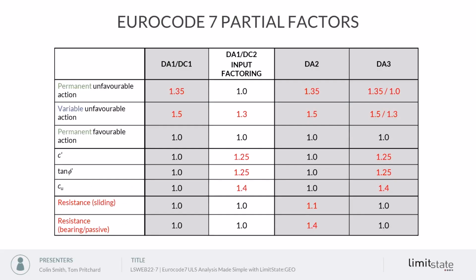So as I said, we're going to focus on material factoring, which is an input factoring approach, which is design approach 1, combination 2. So that's the second column or third column here. So essentially, these are all applied as prefactors.